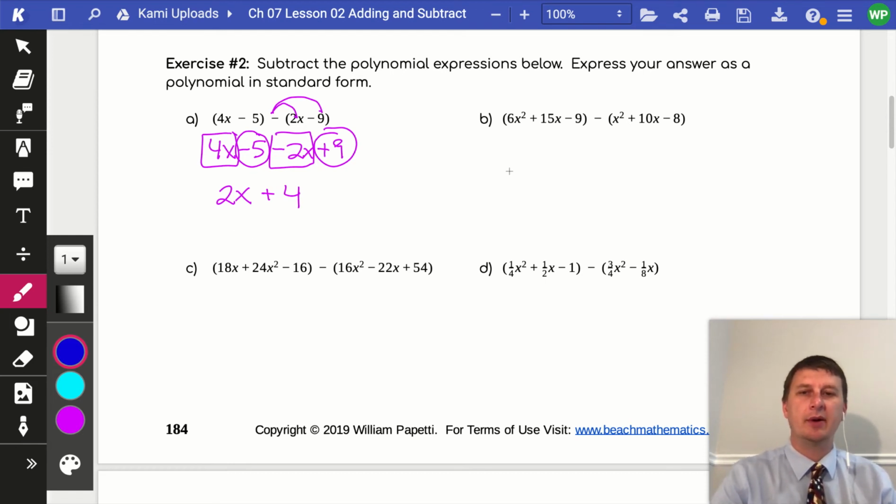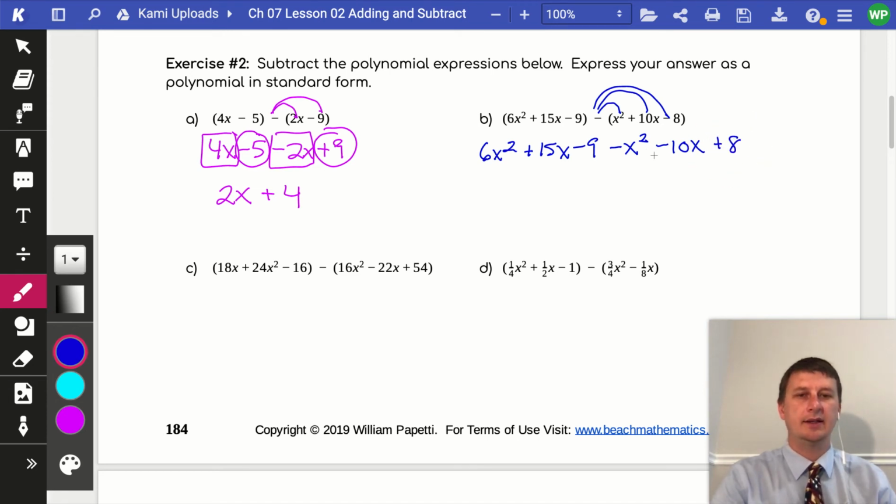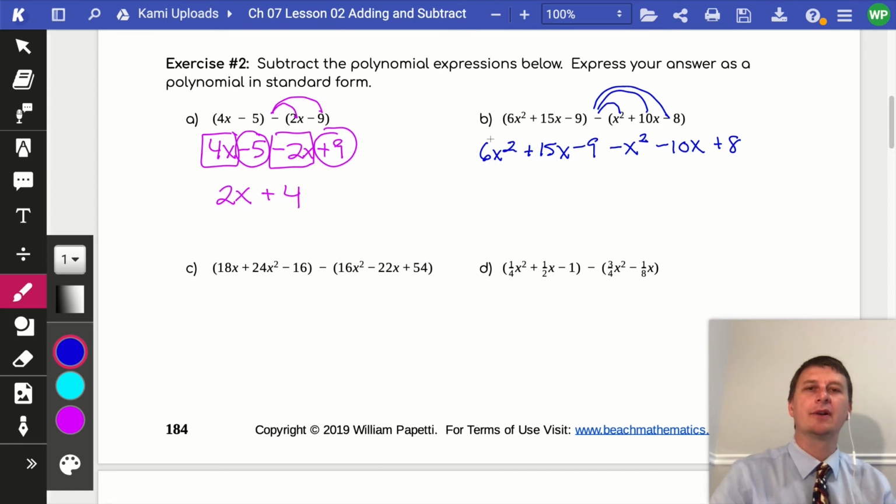Taking a look at part B, now we have a few more terms here, but again, we have a minus outside those parentheses. So again, I'm going to distribute that minus sign, that negative sign, whatever you'd like to call it. We have 6x squared plus 15x minus 9. And now we get to the fun part. We get minus the x squared. Then we're going to minus 10x. And then we're going to minus negative 8. So minus a negative is a double negative. That's a positive 8.